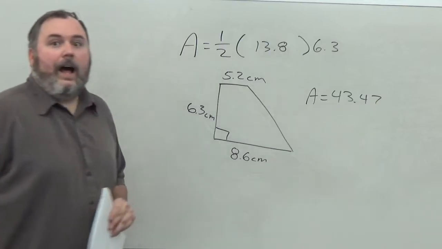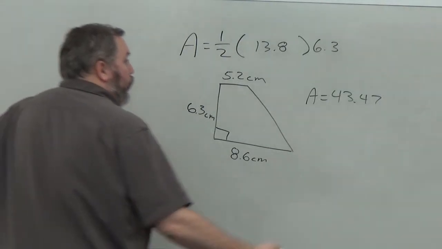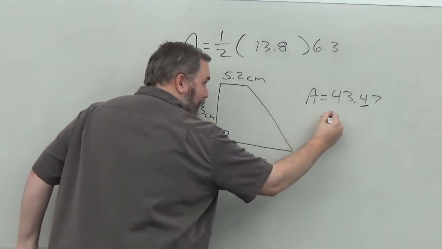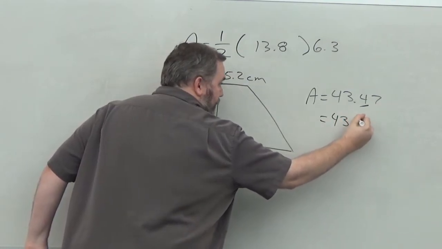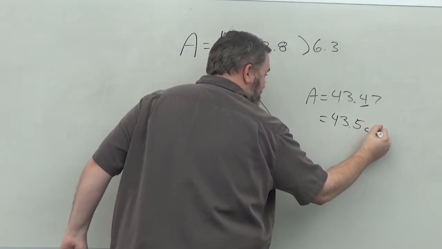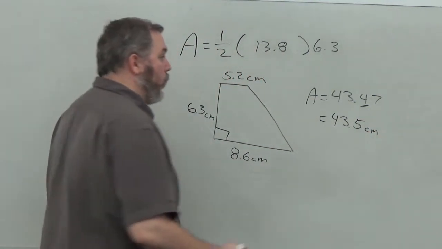43.47. Now, I told you that I wanted this rounded to the nearest 10th, so we're going to round that 4. That 7 tells that 4 to go up. So our final answer is 43.5. What's my units? Centimeters. Now since this is an area, it's going to be centimeters squared.